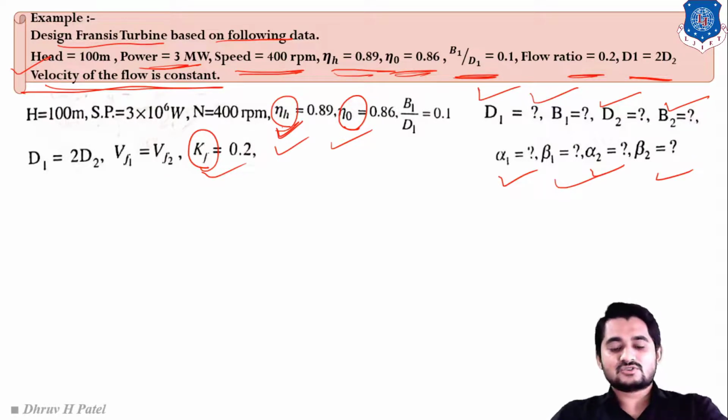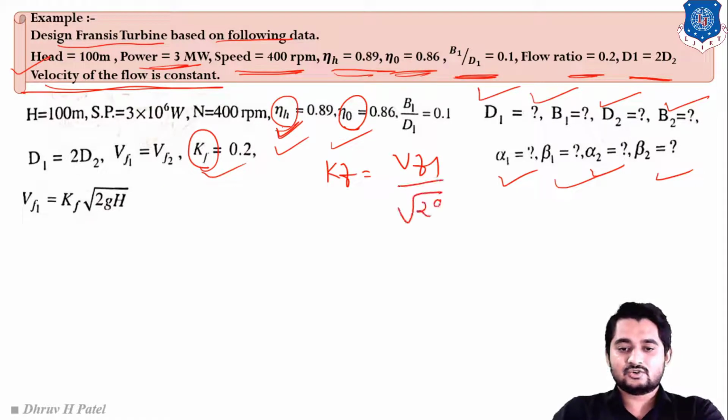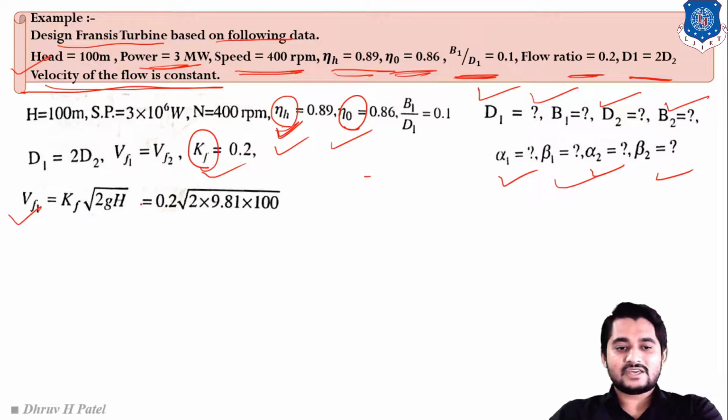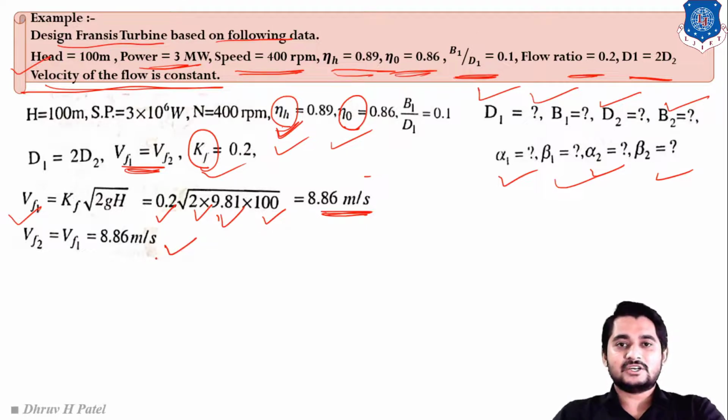Clear students? So first of all we will put the KF equation. So here KF will be VF1 divided by under root 2gH. From that VF1 is equal to KF into under root 2gH. So KF is 0.2, g is 9.81 and H head is 100 meter. From simplification, VF1 is 8.86 meter per second. From the given data, VF1 is equal to VF2. So VF2 is also 8.86 meter per second.